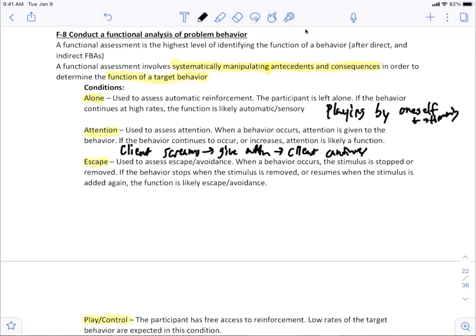So hopefully you can start to figure it out. What do you think we'll do during escape? Well, if we give task demand leads to behavior, remove task. Okay. If the behavior continues, what do we say? Function is most likely escape avoidance. So you get the idea. Functional analyses aren't that complicated, right? They're just the most complex way of identifying a function.